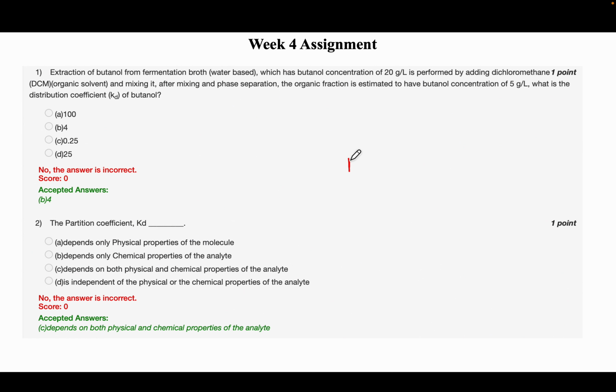So you have extracted butanol from fermentation broth, which is water based and has a butanol concentration of 20 gram per liter. This is performed by adding DCM and mixing it. In that water fermentation broth, you have added DCM, which is an organic solvent, so there will be phase separation of butanol between water and organic solvent. After mixing and phase separation, the organic fraction is estimated to have a butanol concentration of 5 gram per liter.